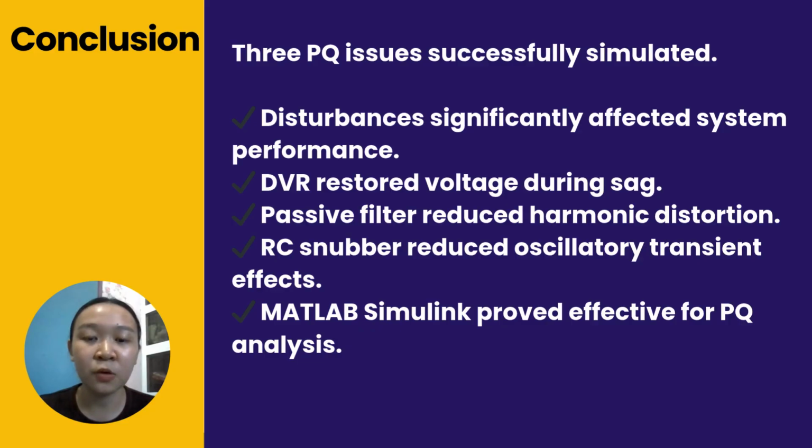So the next part is the conclusion. There are three PQ issues which were successfully simulated in this project, and we can see that the disturbances significantly affect the system performance, but each disturbance has its own solution. The first one is the DVR, which restored the voltage during sagging, and the passive filter helps to reduce the harmonic distortion, while the RC snubber reduces the oscillatory transient effect. And we can see that the simulations are proven to be effective for PQ analysis.